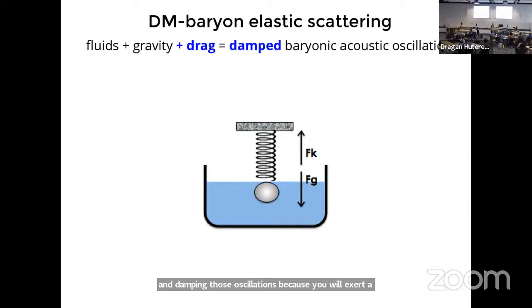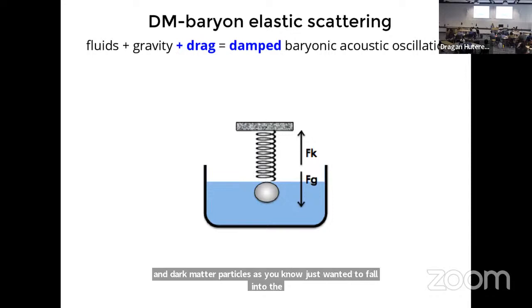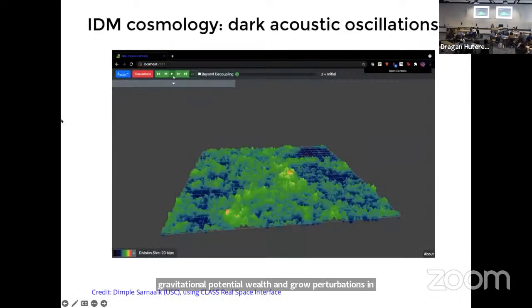And dark matter particles, as you know, just wanted to fall into the gravitational potential wells and grow perturbations in standard cosmology. Now, I showed you this video where I showed the growth of dark matter perturbations in the linear regime, so in the early universe.